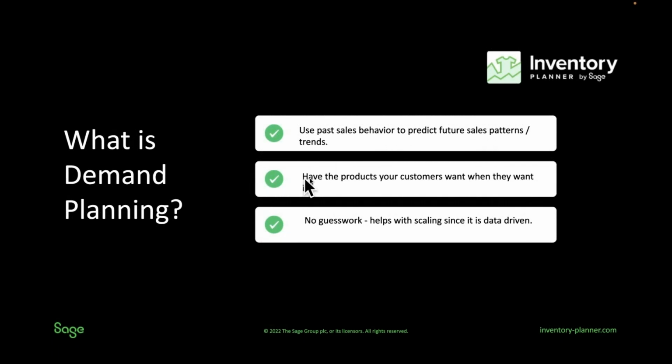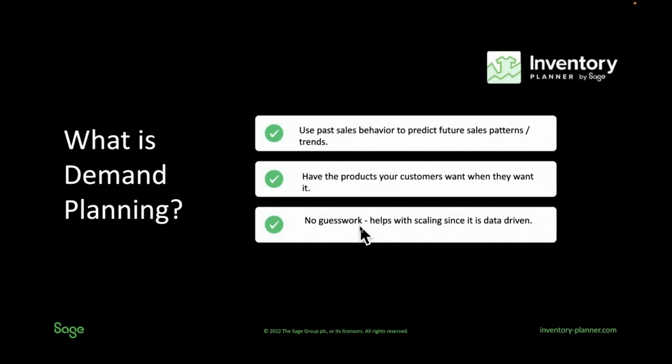And the idea is that you want to have products to your customers when they want it, right? So the right products at the right time, at the right place. Get the most out of your inventory, get that cash flow flywheel moving in the right direction.